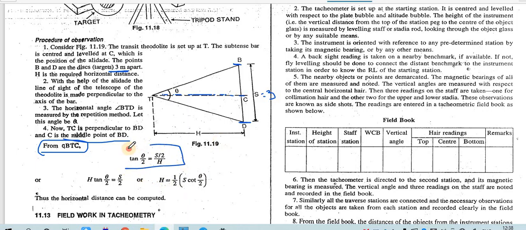So basically we are applying the trigonometric formula for a right triangle. Because C is at the midpoint, the perpendicular will be S by 2. So tan theta by 2 is perpendicular upon base, S by 2 over H. It is theta by 2 because we are considering the half angle. Based on this formula, with the staff intercept S and the angle known, we can easily calculate the horizontal distance by using the subtense bar.